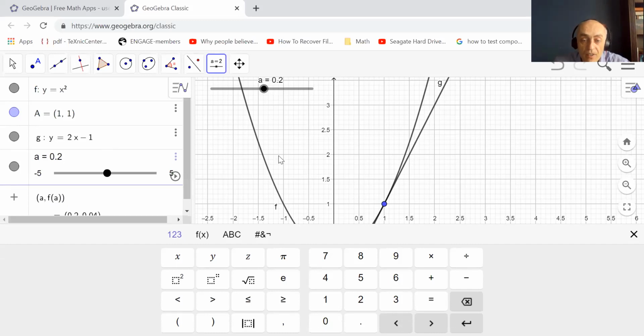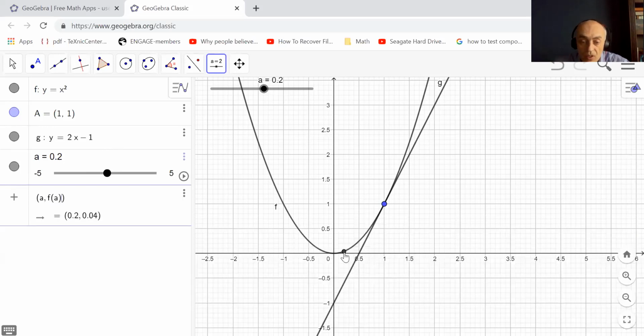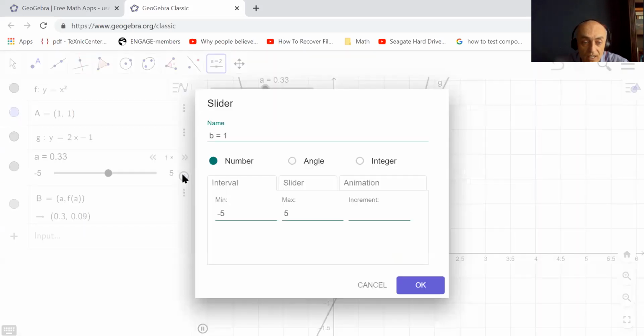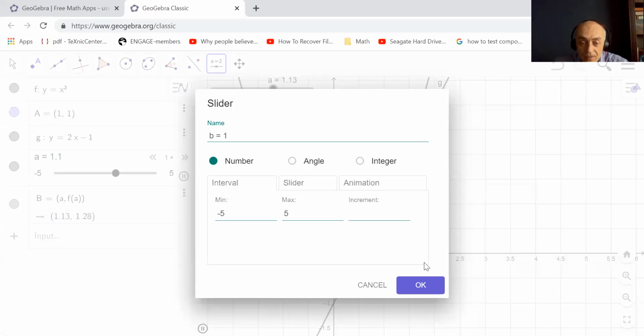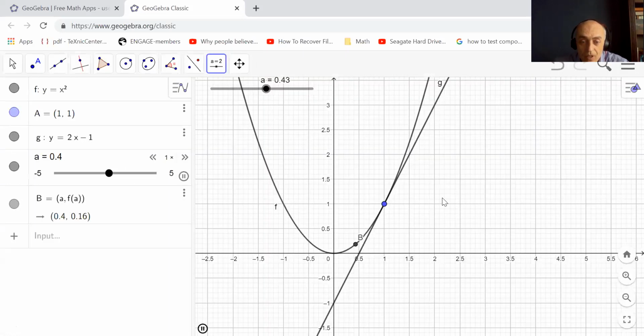Of course, right now this point, let me get rid of this stuff here. This point is going to be over here. So you can see that as you let the slider slide, your point will also slide. Oops, 5 is far away. It's up here far away somewhere. Sorry about that. There we go.